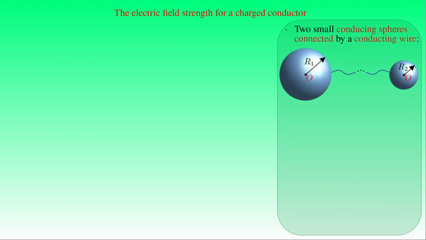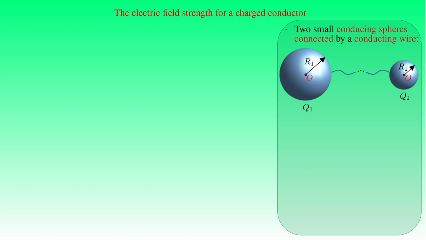We can demonstrate the inverse proportionality between the electric field strength and the curvature radius of the surface of a charged conductor with the following simple example. Let us consider two small conducting spheres of radii r1 and r2 connected by a long conducting wire. If we bring electric charges into this system, then both the spheres will attain some charge.